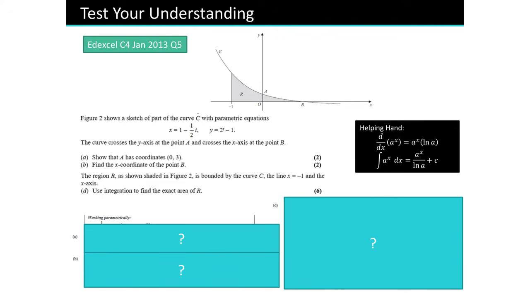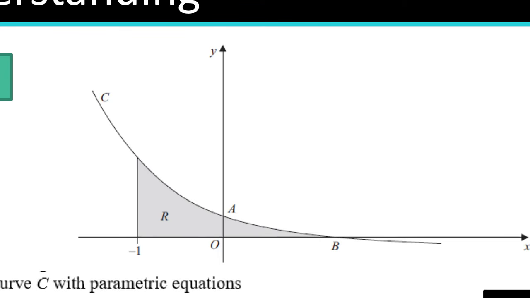Right, part A. It says, show that A has coordinates 0, 3. So A has coordinates 0, 3. What can you tell me about A? A is on the y-axis, so that means x equals 0.